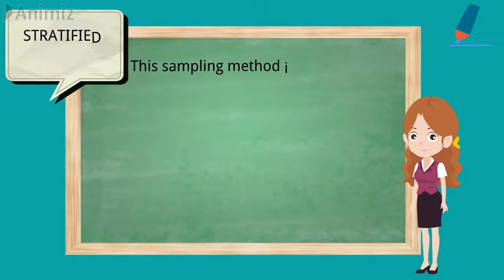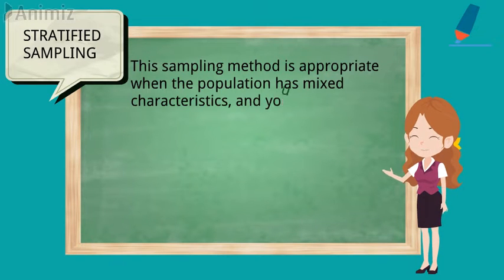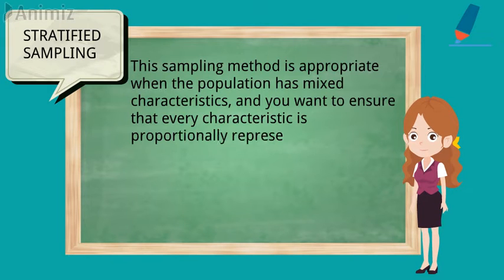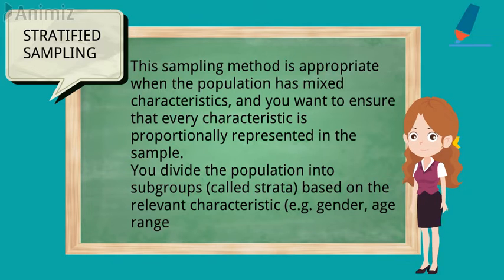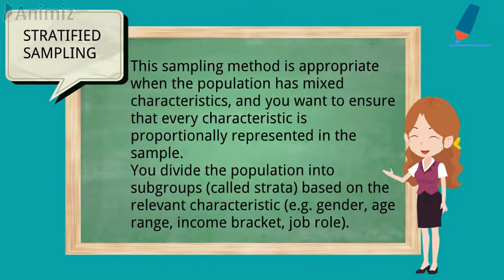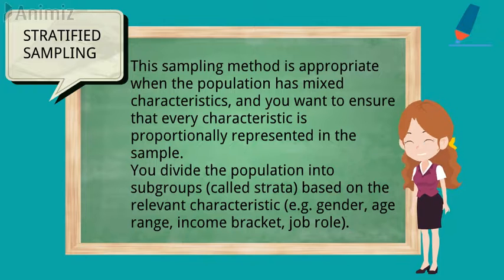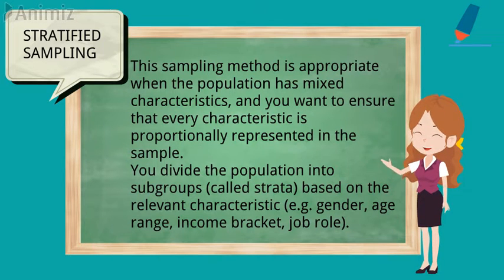Stratified sampling. This sampling method is appropriate when the population has mixed characteristics and you want to ensure that every characteristic is proportionally represented in the sample. We can divide the population into subgroups called strata based on the relevant characteristics, for example, gender, age range, income bracket, and job role. For example, the company has 800 female employees and 200 male employees.